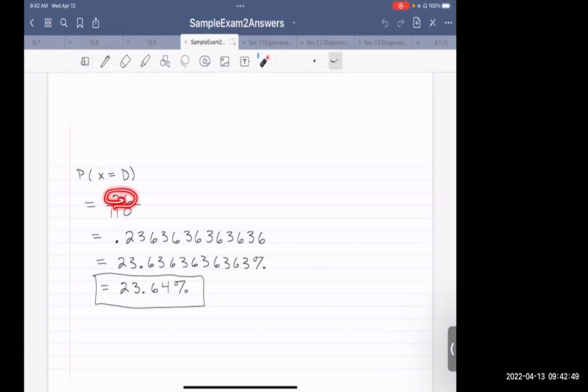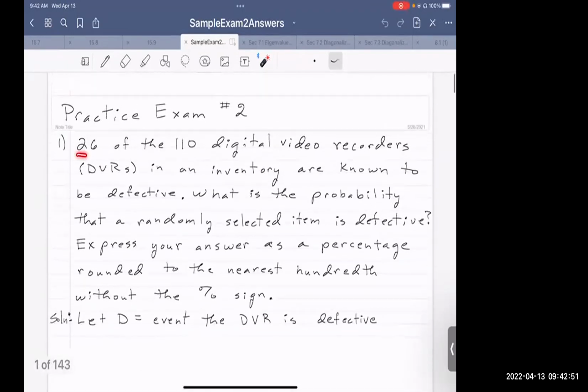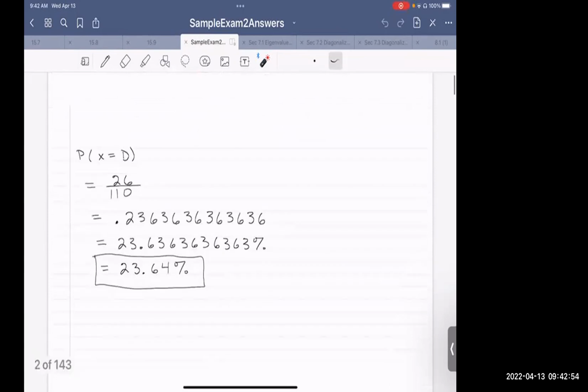Well, 26 of the 110 are defective. And so I get 0.23636363636. Rounding, moving my decimal place 2 places to the right, I have 23.6363636%. Rounding to the nearest hundredth of a percent, well, I have the digit 3 here. The digit immediately to its right is a 6. Since 6 is greater than or equal to 5, then I'll round the 3 up to a 4. So 23.64%.